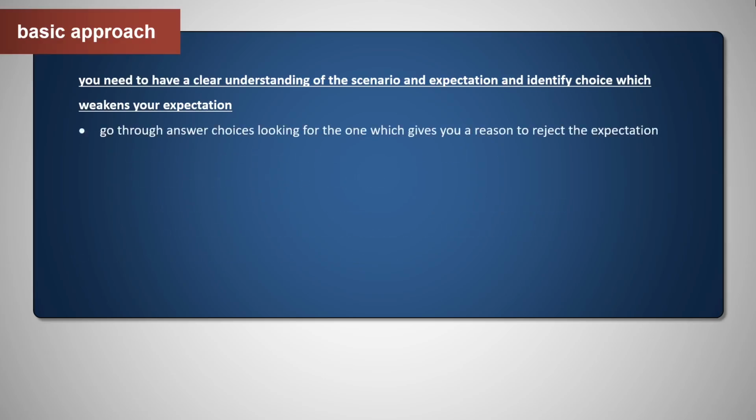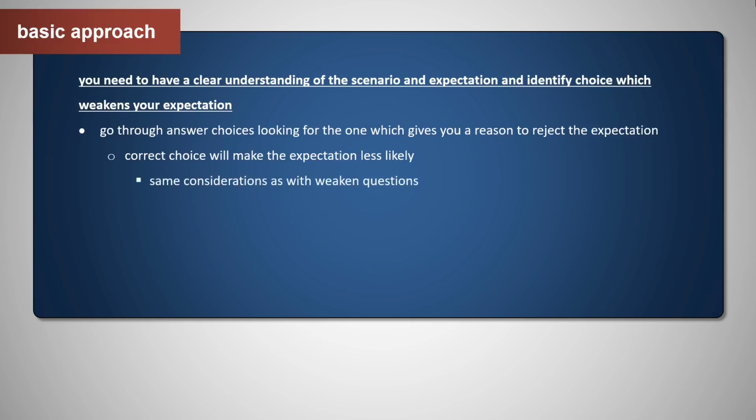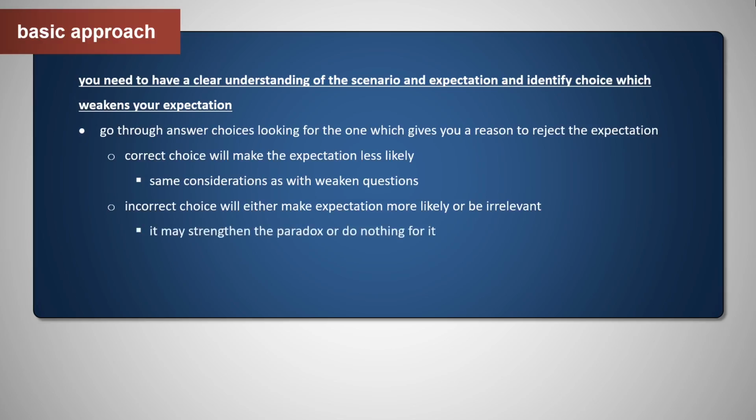So then you go through the answer choices and you're looking for the one which gives you a reason to reject the expectation. The correct choice is going to make the expectation less likely. So it's actually the same considerations as with the weaken questions in that sense. The incorrect choice is either going to make the expectation more likely or it's going to be irrelevant. So it may actually strengthen the paradox in the sense that now you have even more reason to think that your expectation should be true, or it may just do nothing. It just may be irrelevant. May not connect with what the paradox is saying at all. And once again, same considerations as with the weaken questions.